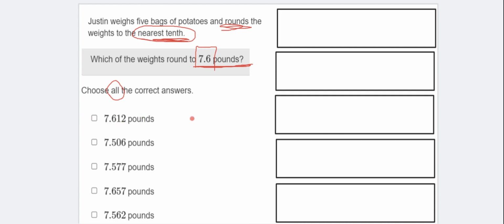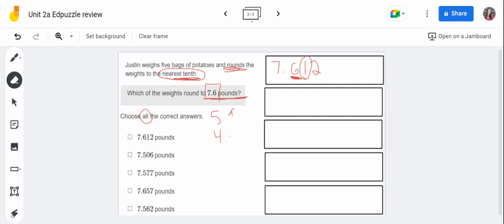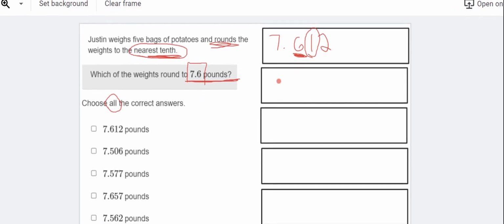So let's take a look here. I have 7.612. Let's round to the nearest tenth. I know the 6 is in the tenths place, and there is a 1 next door. Now let's remember my rule. 5 or above, I give it a shove. I know 4 or less, I let it rest. So I want to remember that rule to help me. So if it's 5 or above, I would round up. If it's 4 or less, I'll let it rest.